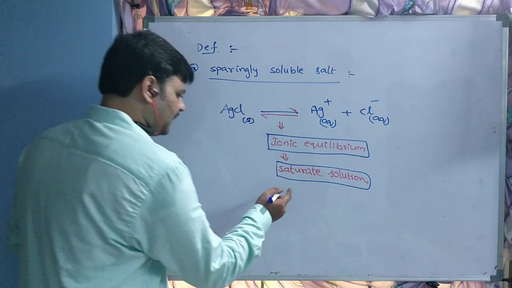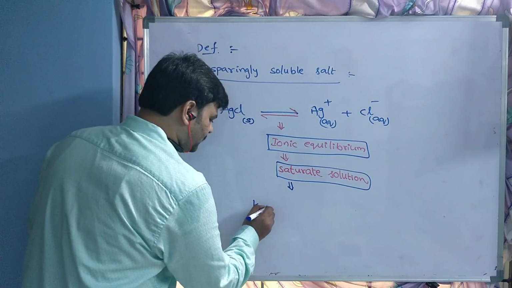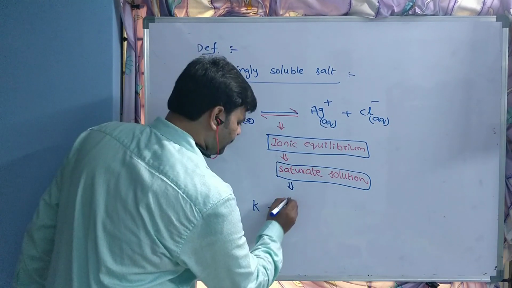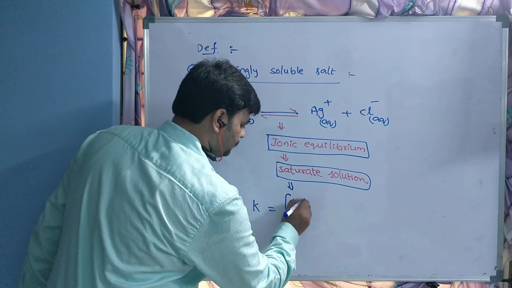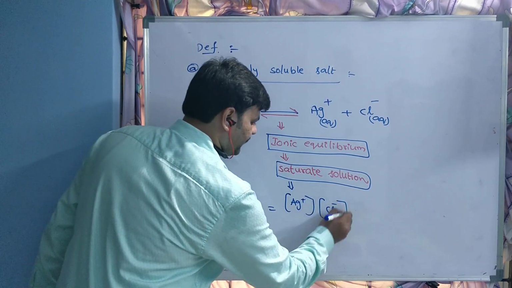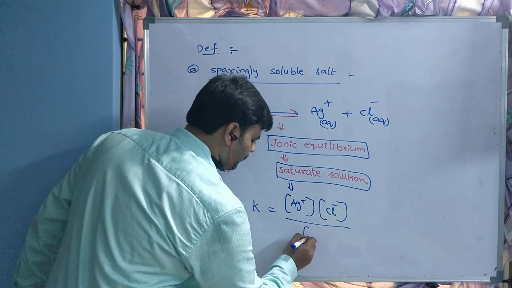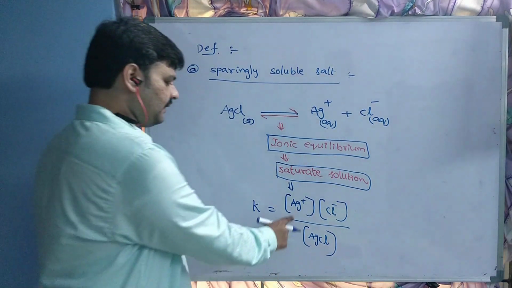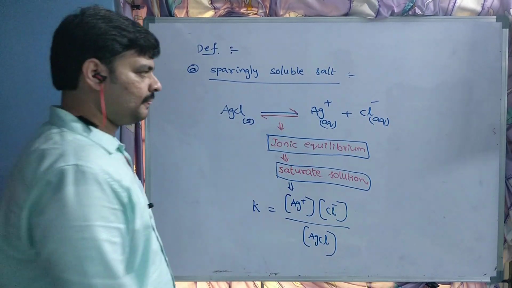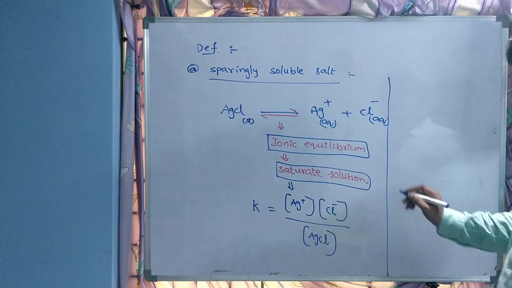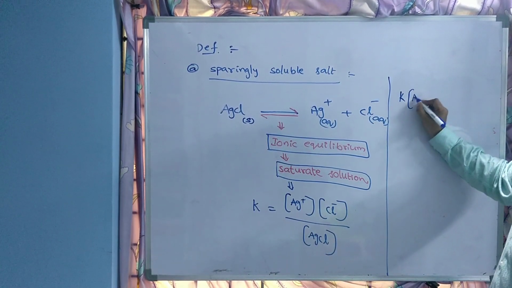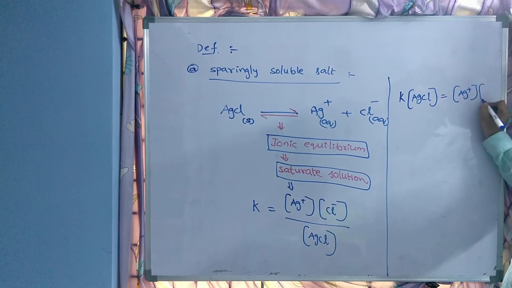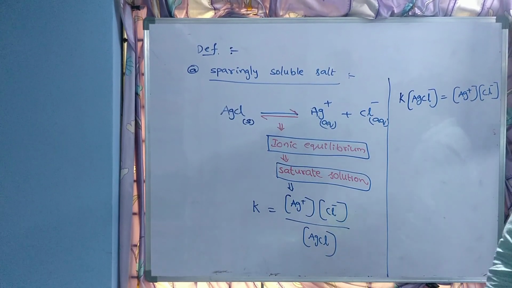At this situation, I am going to take the equilibrium constant K. As we know, the equilibrium constant is equal to the molar concentration of the products, Ag+ and Cl-, divided by the molar concentration of the reactant. Here the reactant is AgCl and the products are the ions, Ag+ and Cl-. Now take the AgCl to the left side. K into the molar concentration of AgCl is equal to the molar concentration of Ag+ into the molar concentration of Cl-.